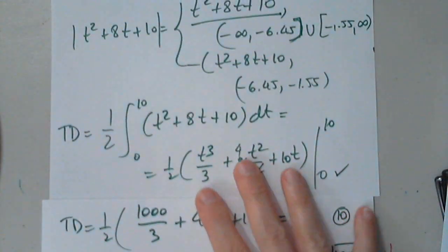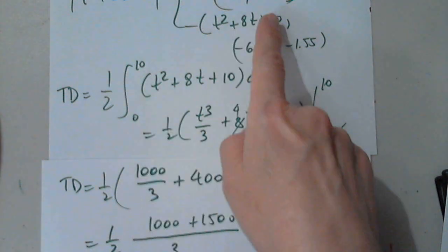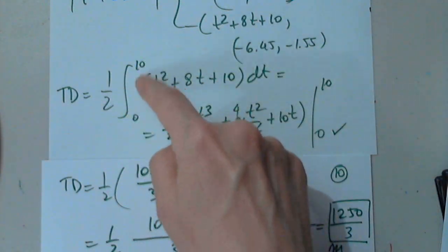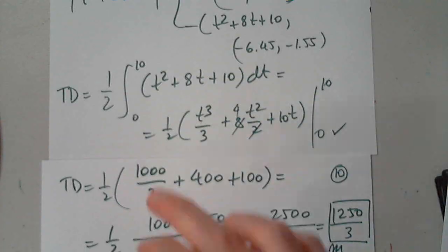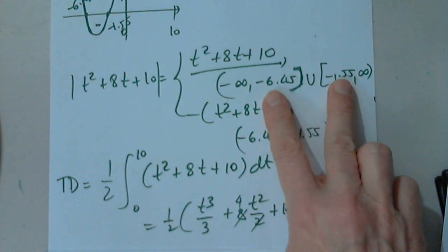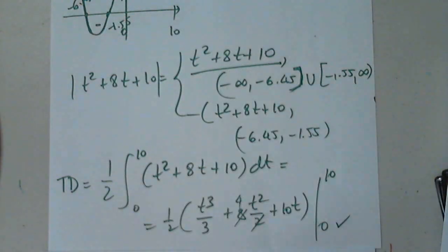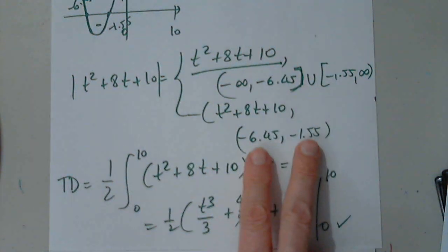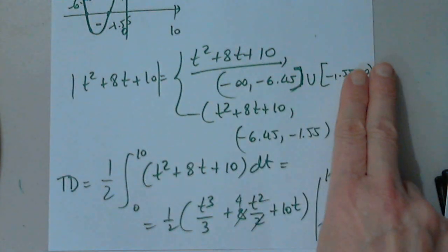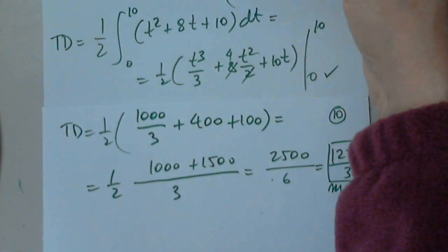You understand why I needed to investigate this? Because it could have ended up being somewhere between 0 and 10, and then I would have had to use two integrals. But it turns out that both solutions are negative. So if both solutions are negative, negative 6.45 and negative 1.55, they're not relevant anymore because 0 to 10 is not here. It's only here. So I'm only using the top branch.